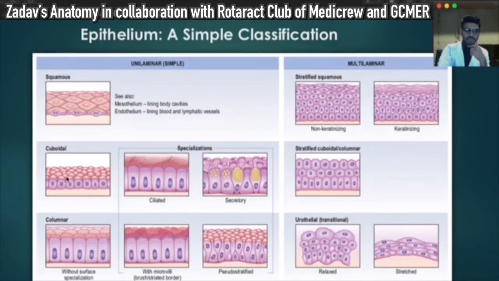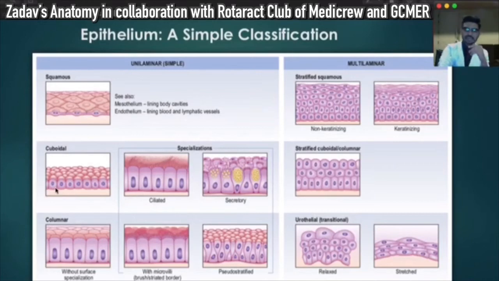Then we've got cuboidal, right? Cuboidal. Now, the height of a cuboidal cell may vary depending upon whether there is any secretory function associated with it. For example, in the follicular cell of the thyroid gland, if the thyroid is in an active state, basically, then it becomes a tall cuboidal or a low columnar cell. But in a resting thyroid, it becomes low cuboidal, right?